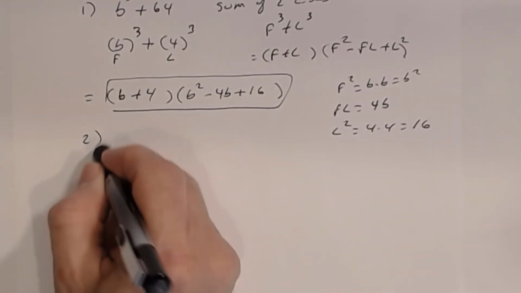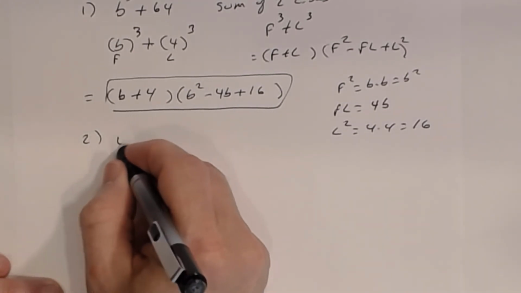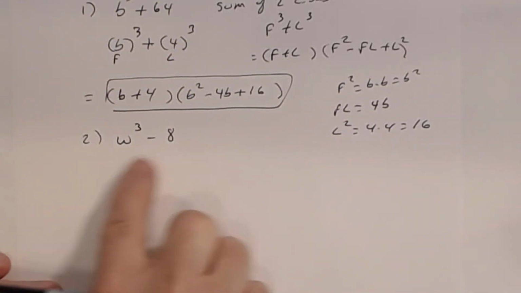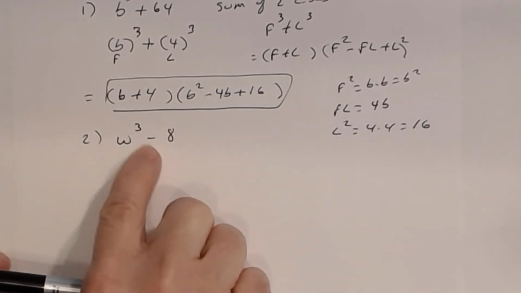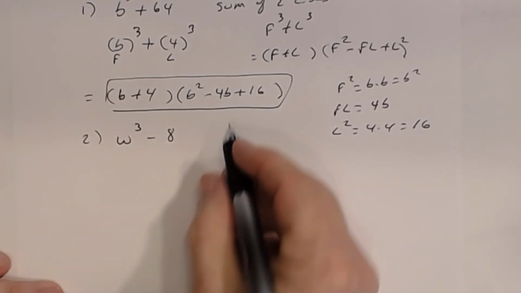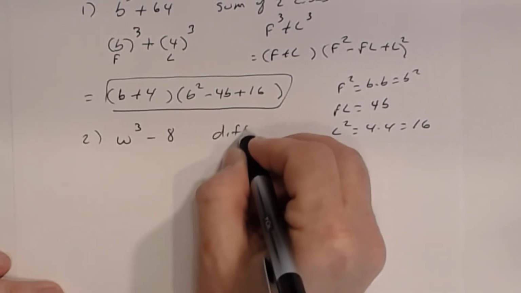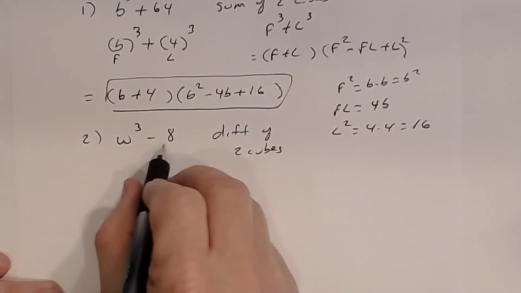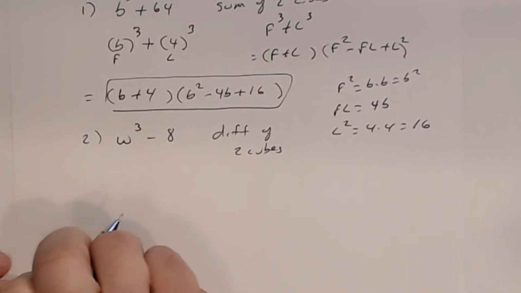Let's look at number 2. Number 2, let's suppose we had this, w cubed minus 8. So I have two terms. I have a subtraction in the middle. This is exponent 3, so cube. So let's see if this is the difference of two cubes. And don't forget, the GCF is 1. Always look for GCF first. So the GCF is 1 here.